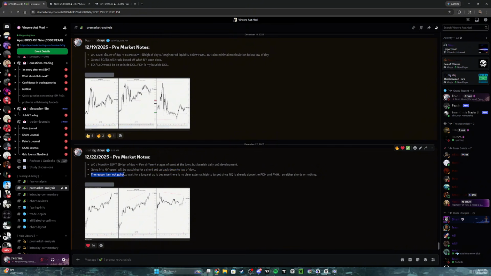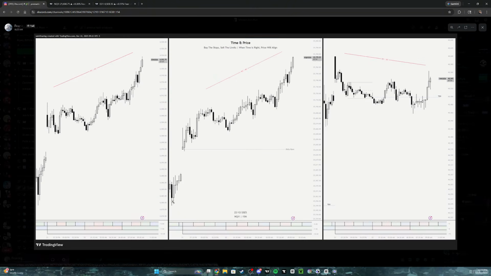The reason I'm not going to the long first is because there's no clear external high to target, since NQ at this moment was already above our previous day high and previous week high, and we had SMT with both those highs as YM was lagging behind.